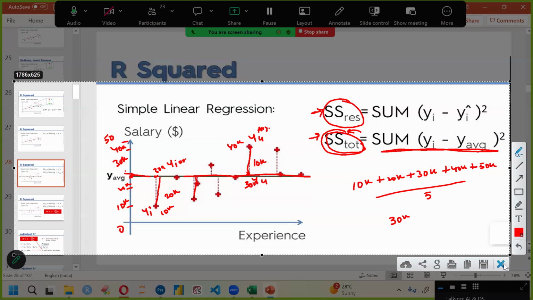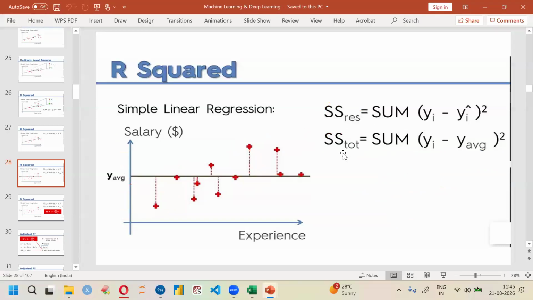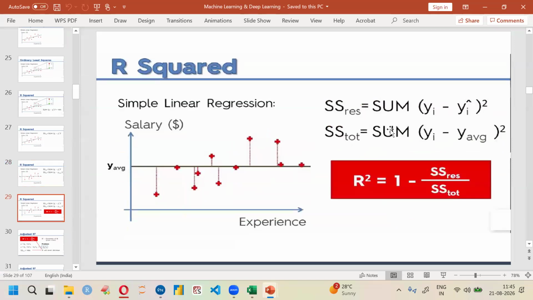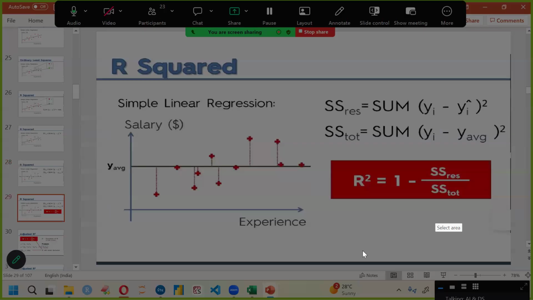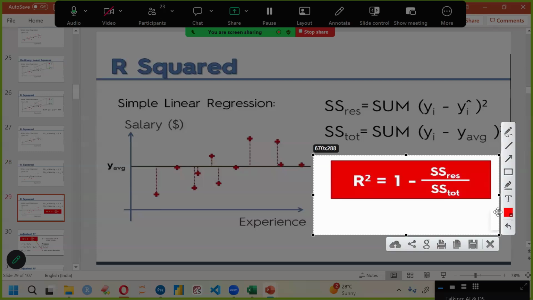Now I am taking these two things, SS residual and SS total, and calculating something called R square. R square equals 1 minus SS residual by SS total. So this is the formula for R square: 1 minus SS residual by SS total.